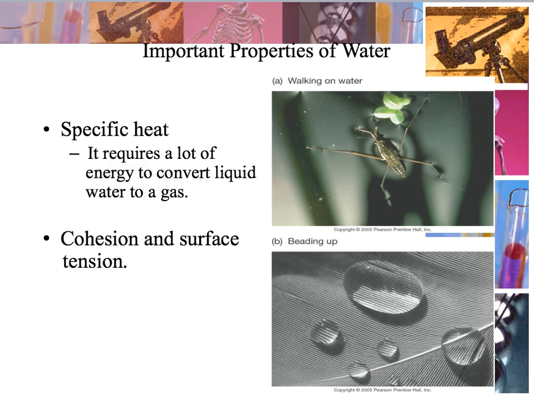Another important property of water is specific heat. It requires a lot of energy to convert liquid water to a gas. If you were to put a droplet of water on your table versus a droplet of ethyl alcohol, which is like rubbing alcohol, you'll see that rubbing alcohol will evaporate quickly. Water will evaporate slowly over time. It just takes a lot more energy to convert it from a liquid to a gas, which is very important, and we'll talk about that property with life. Cohesion and surface tension, again, because you have those hydrogen bonds taking place, they will tend to bead up and adhere to one another.